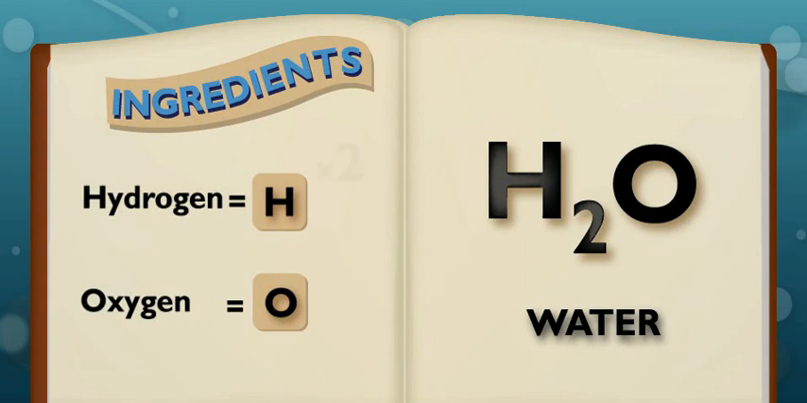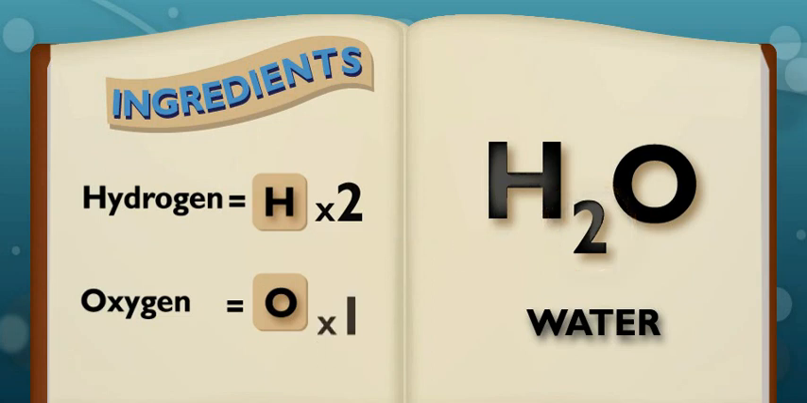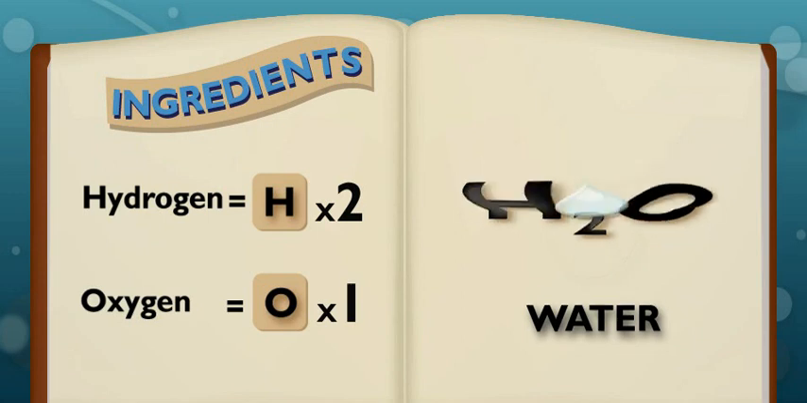H is the symbol for hydrogen. There are 2 atoms of hydrogen in water, so the chemical formula shows a 2 after the H symbol. That number is called a subscript. There's 1 atom of oxygen, so its O symbol is enough to tell us that. Put it all together, and H2O equals water.